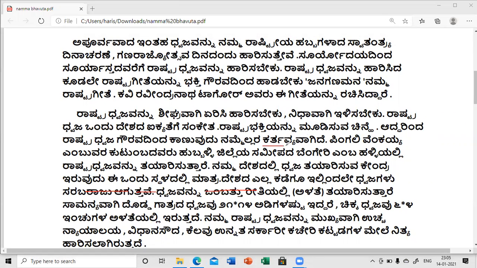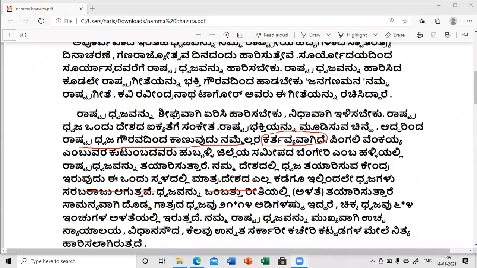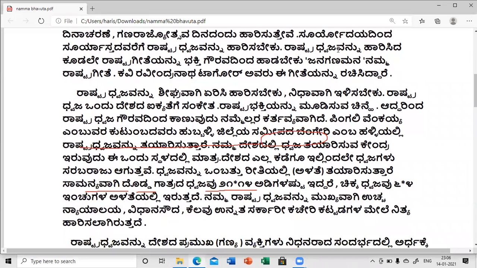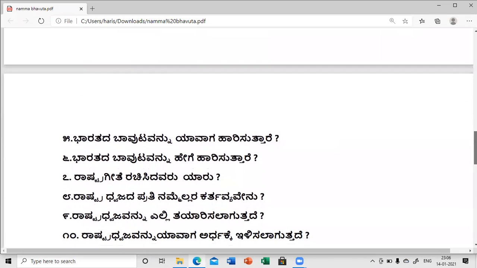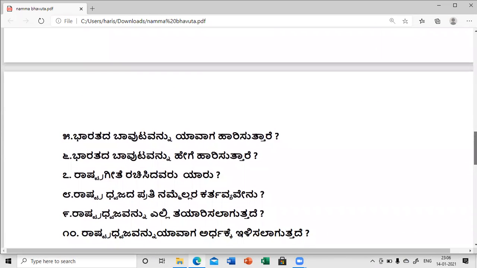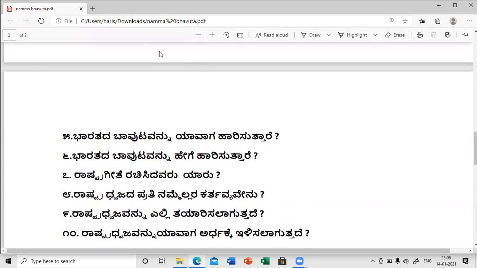So here you see, we can see the word kartavya. Once you see the word kartavya, you would get the answer in the same sentence. ರಾಷ್ಟ್ರಧ್ವಜ ಗೌರವದಿಂದ ಕಾಣುವುದು ನಮ್ಮೆಲ್ಲರ ಕರ್ತವ್ಯವಾಗಿದೆ. So it's just this one sentence that gives us the answer. So you don't have to look at the whole passage for this. Just locate the word kartavya and automatically you come down to the answer. Got it? Right. Okay, fine. So I guess I'm not going too fast, right? Okay, fine. All right, next one.